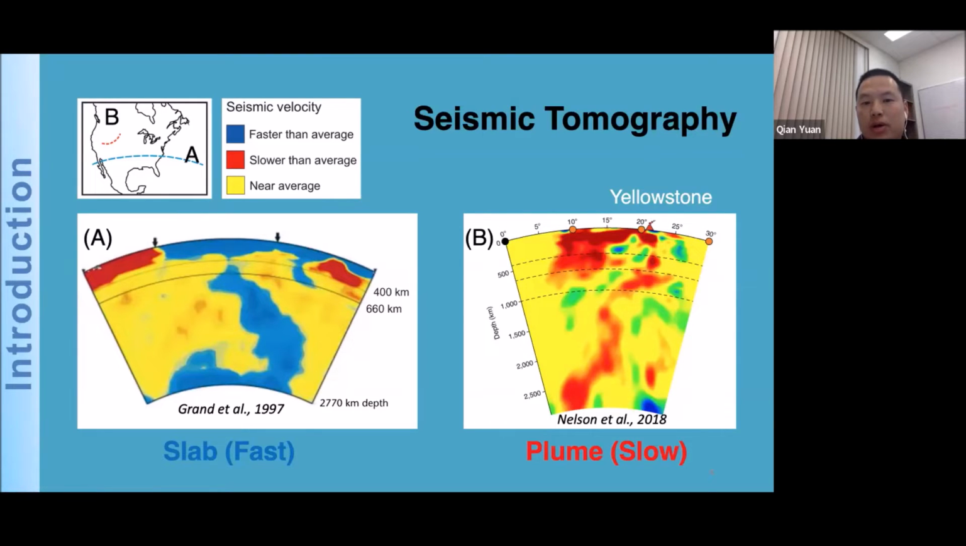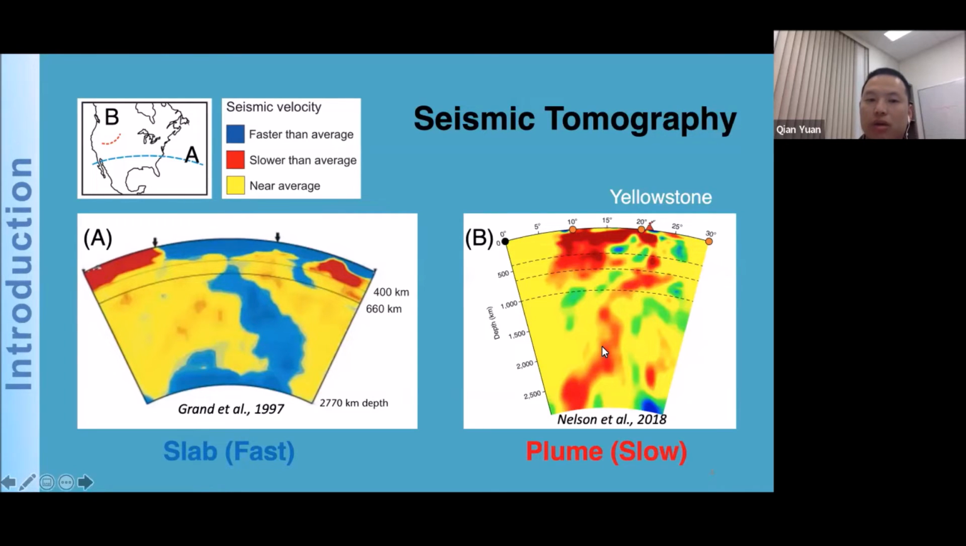Now let's look at the red colors. Here is a famous tourism site that you may have heard about, Yellowstone. A few years ago, there was a very good study published by Steve Grand's group. They show a plume-like structure rising from the core mantle boundary directly to the surface. The radius of these plumes is larger than the typical theoretical thermal plume, but it's still kind of small and plume-like in shape.